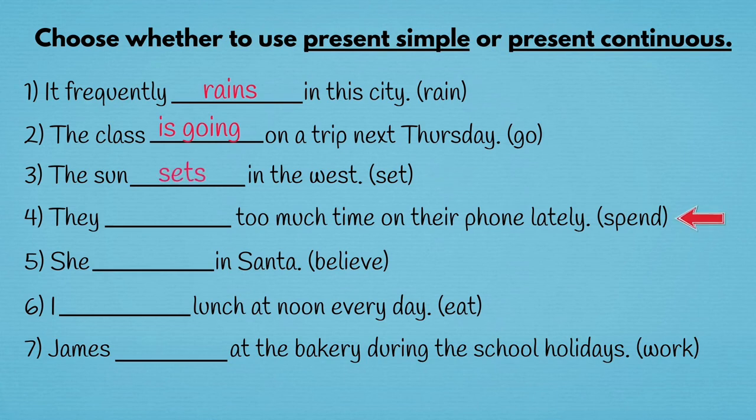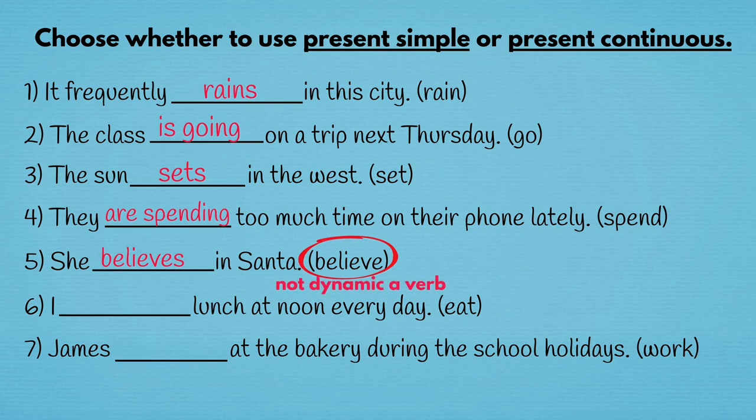The next one. Present continuous would work best because of the adverb lately. It sounds like this might be a temporary habit. They are spending too much time on their phone lately. In the next one, we need present simple. She believes in Santa. Believe is not a dynamic verb, so we wouldn't say she is believing in Santa. And number 6. We use present simple because the action is part of a routine. I eat lunch at noon every day.